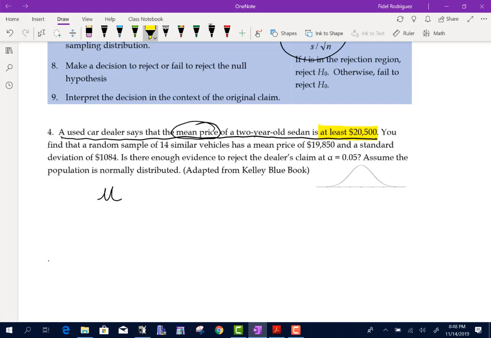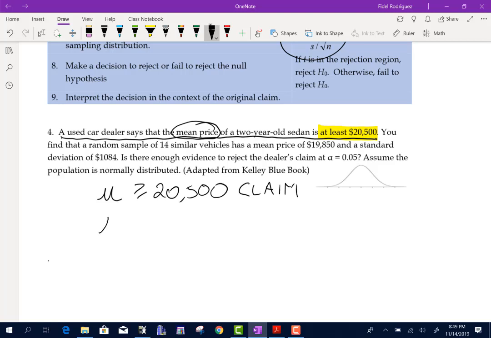At least 20,500 means it's going to be 20,500 or what? Or more, right? Okay. So 20,500 or more. Does everybody agree that that is our claim? Because that's what they're saying, right?